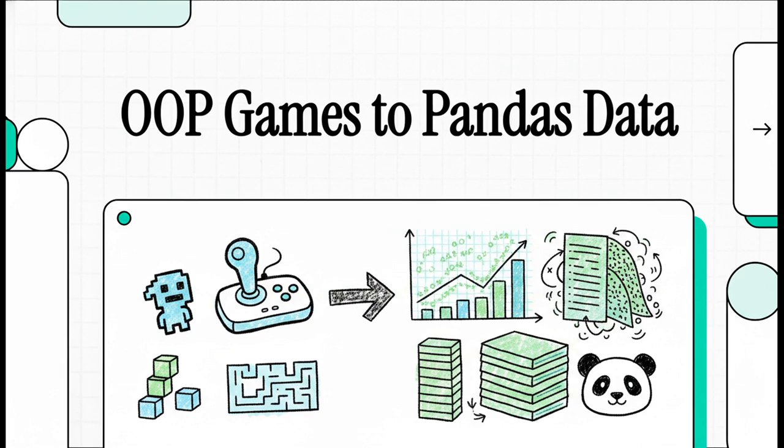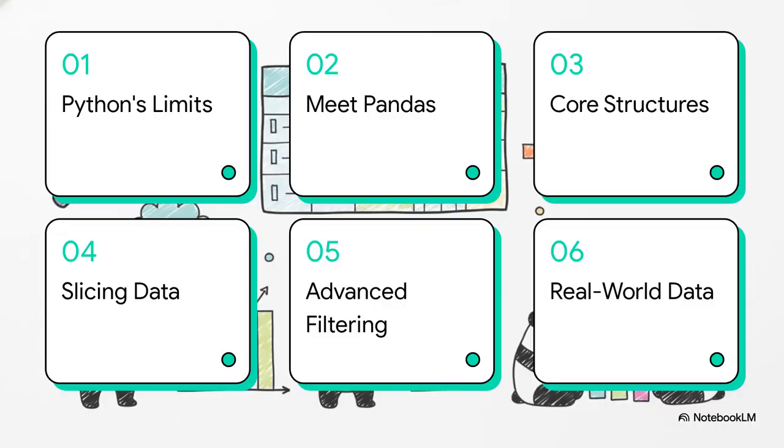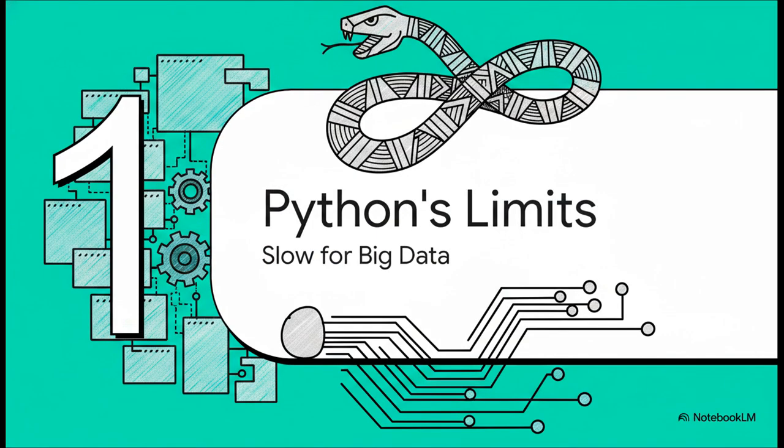So let's dive into exactly how we transition from standard object-oriented programming to analyzing tens of thousands of data points in literal milliseconds. Here's our quick roadmap for the day. We're covering Python's limits, meeting pandas, exploring core structures, slicing data, advanced filtering, and finally, loading up real-world data. Starting off with Section 1, Python's limits, why it's great for games, but kind of slow for big data.